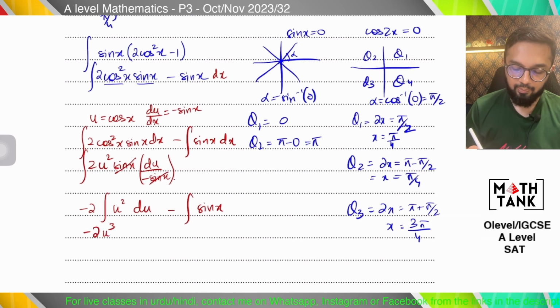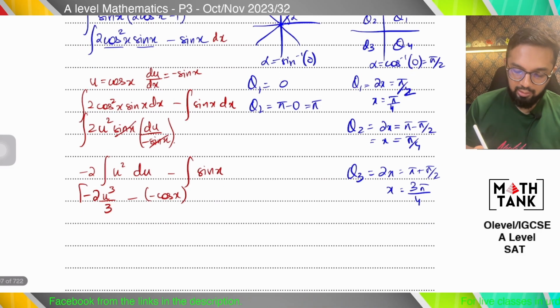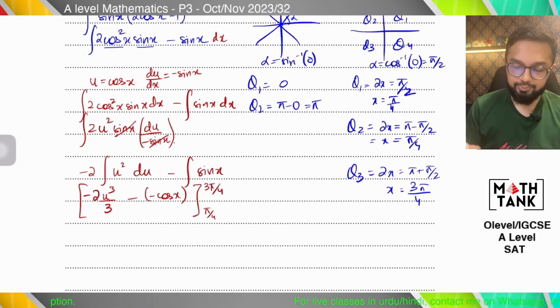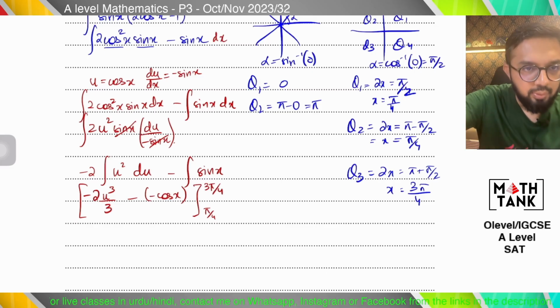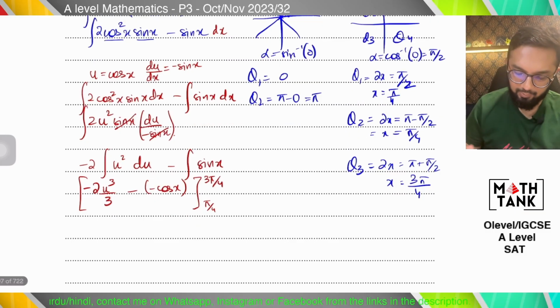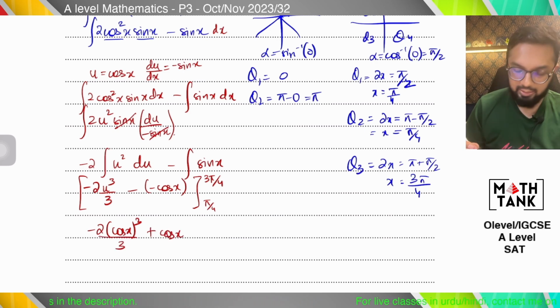Okay. Sin x integrates to minus cos x. And I have the limits pi over 4 to 3 pi over 4. I hope those limits are correct. Yeah. So minus 2 cos x cubed over 3. I replaced u again just to make sure that I have it correct.